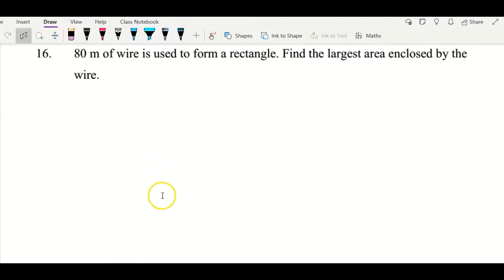Let's move to question 16. 80 meters of wire is used to form a rectangle. Find the largest area enclosed by the wire.